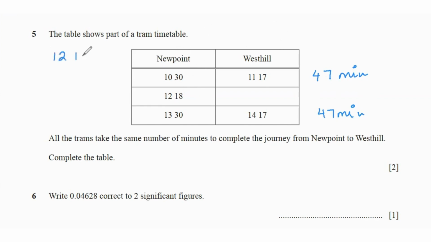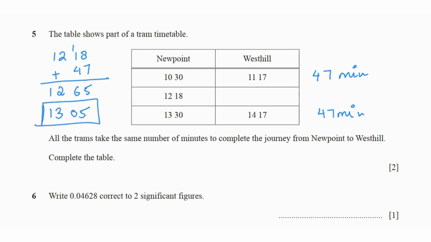which means to go from New Point to West Hill at 12:18, we need to add 47 minutes, which is basically going to be 8 plus 7 is 15, 5 plus 4 is... that's going to be 6, this is going to be 12. So since 65 is greater than 60, we're going to take an hour and put it into 12. So that's going to be 13:05. That is your answer for West Hill.